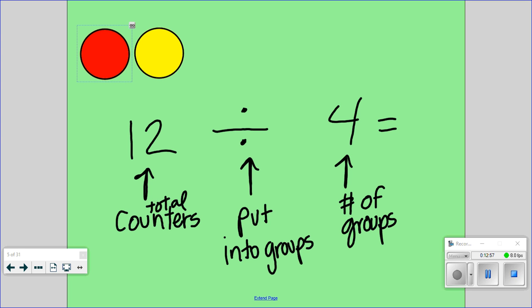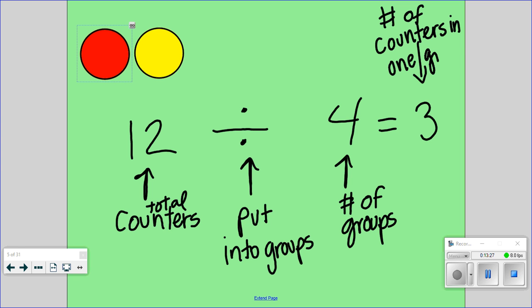How many? Look at your groups. You still have them out. How many is in one group? No, don't push them back together. You have them in 4 groups. You had 12 counters and you broke them into 4 groups. Now how many is in one group? 3. The number of counters in one group.